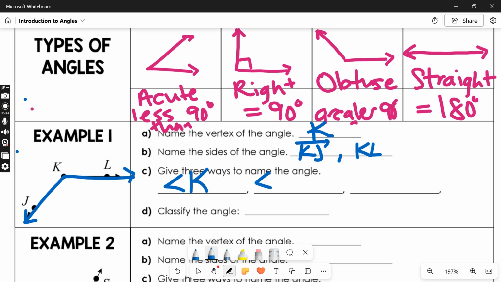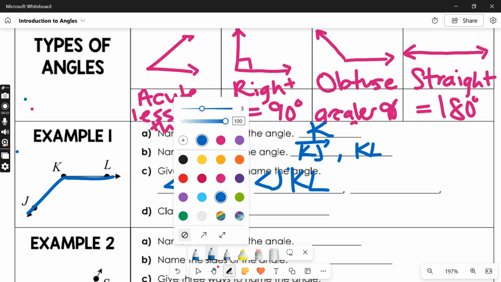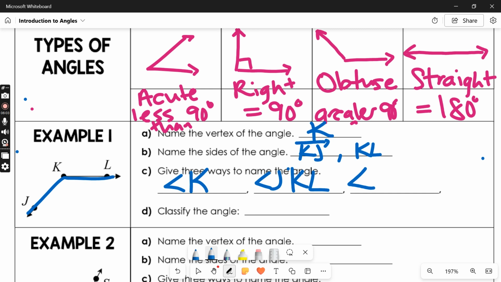The other one I said was angle JKL, because I just followed it. I started at one side, went to the center, and then to the other side. But I could also do it in the other direction. I could start at the other side, go to the center, and then down. So I could also call this angle LKJ.